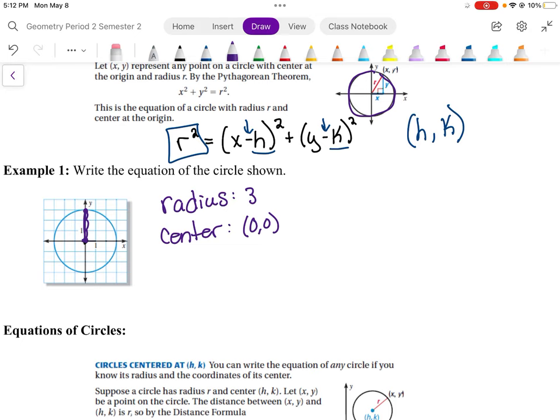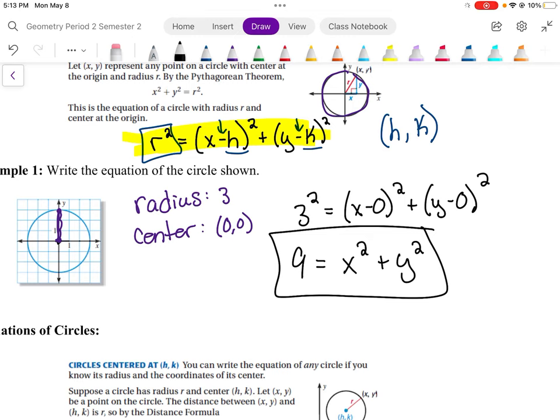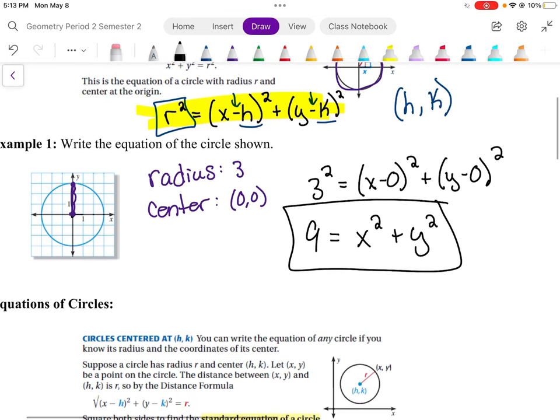So when we write our equation using the circle formula, we're going to have r squared, which is 3 squared, equals x minus 0 in parentheses squared plus y minus 0 in parentheses squared. So when that happens, we get our equation of the circle as 9 equals x squared plus y squared. So anytime it has the center at 0, 0, you're going to end up getting rid of the parentheses because we don't need to show that on our problem.